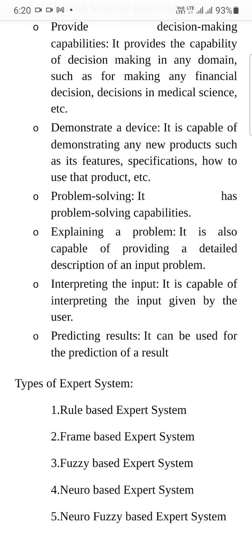Next we discuss how many types of expert systems there are. There are five types. First one is the rule based expert system. Second is frame based. Third is fuzzy based. Fourth is neuro based, and fifth is neuro fuzzy based expert system. In the next video we will discuss the expert systems one by one, like rule based, frame based and so on.